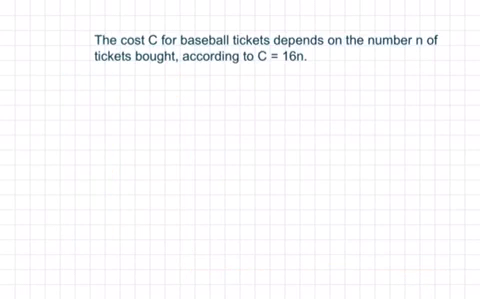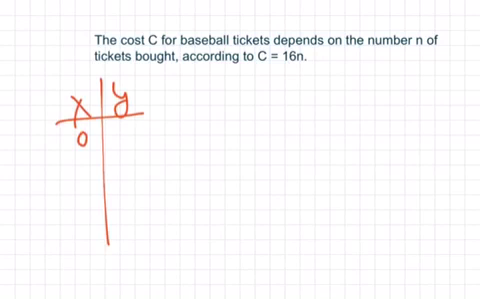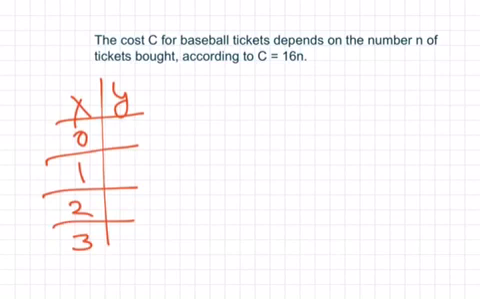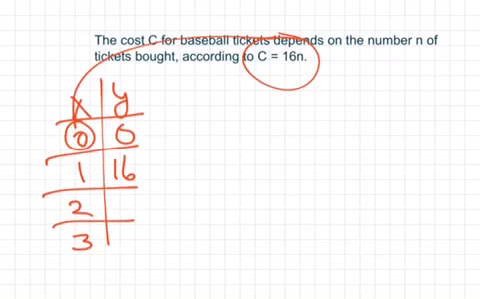The cost C for baseball tickets depends on the number N of tickets bought, according to C equals 16N. So if I make a table here, I could have bought 0 tickets, I could have bought 1 ticket, 2 tickets, or 3 tickets. So plugging this in, 0 tickets, so plugging 0 into the equation, I'll have 0. Plug 1 in and get 16. 2 times 16 is 32. 3 times 16 is 48.